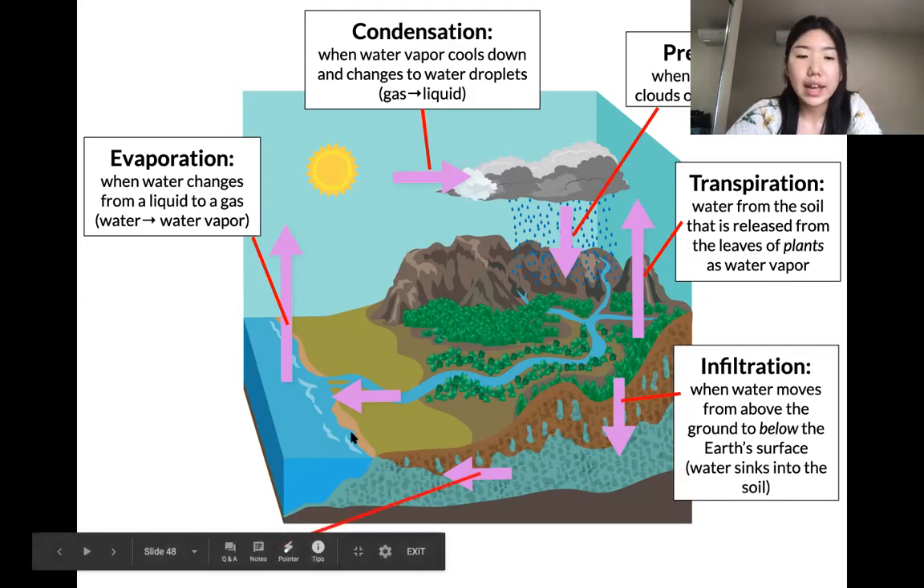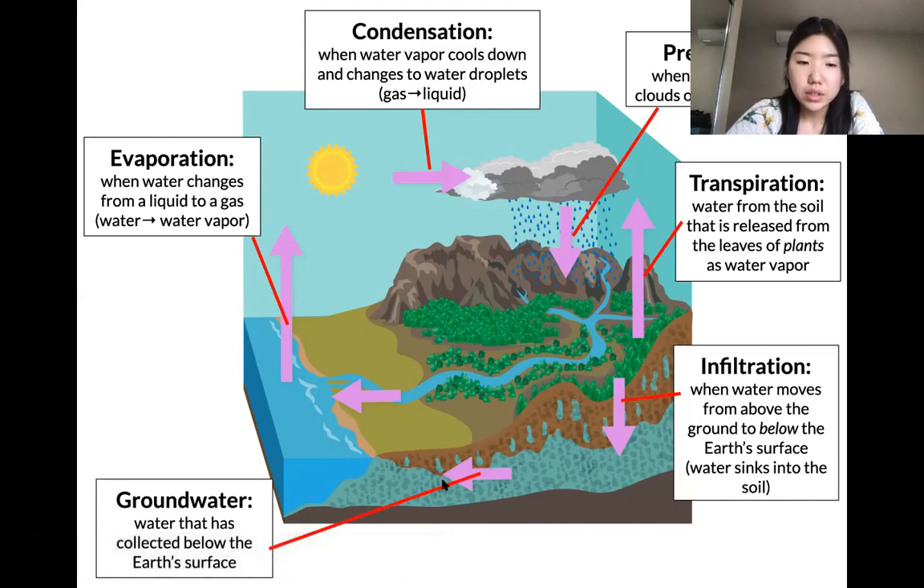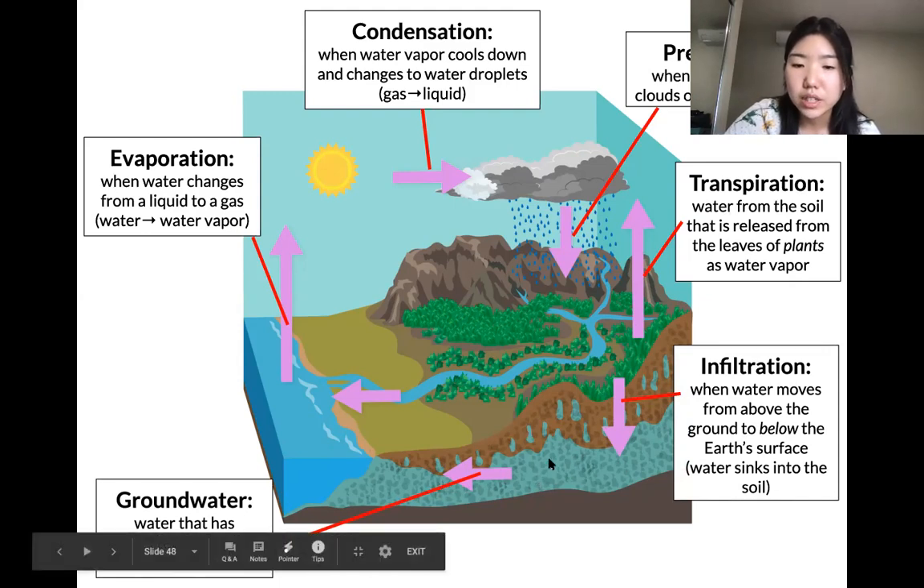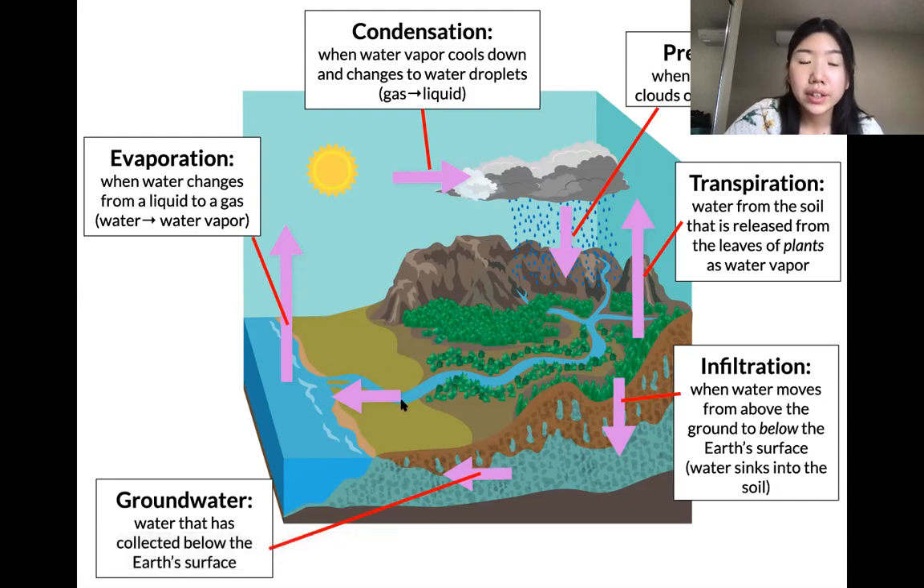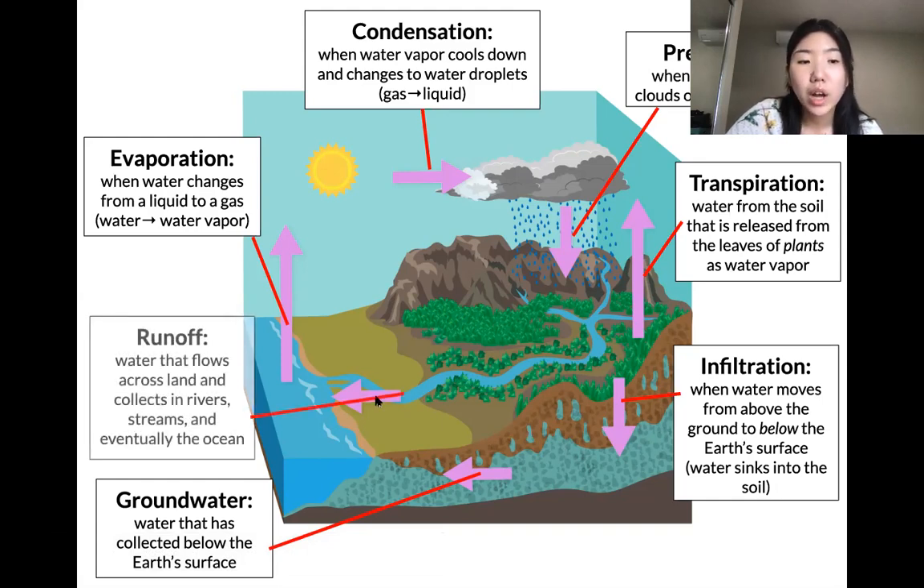And then over here we have groundwater. That is water that has fallen below the Earth's surface. So it's all the water that's collected below the Earth's surface. So you see this arrow is showing all the water below the Earth. And then there's one more left. All of the water that's falling downhill from the mountaintops in this river going to the ocean, that would be runoff, because runoff is water that flows across land and collects in rivers, streams, and eventually the ocean.